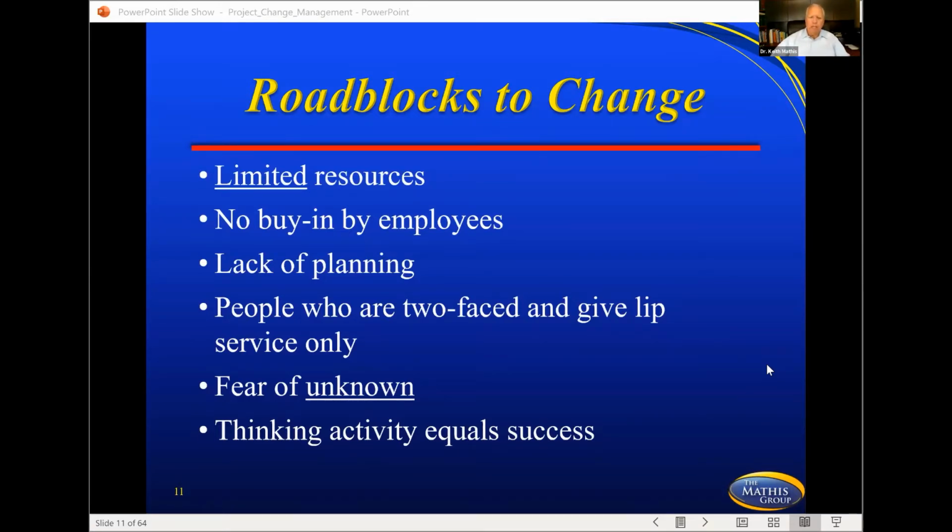And then thinking activity equals success. And we have a lot of this in the workplace right now. People are working their buns off like crazy on a project, but they're not equaling the productivity that they want. And so that's what we're talking about with thinking activity equals success.